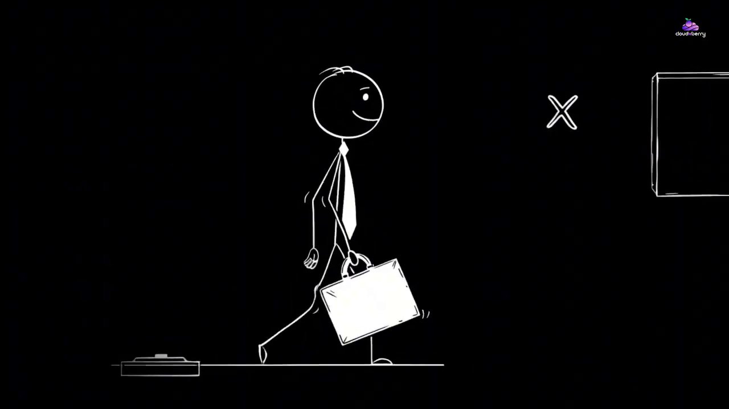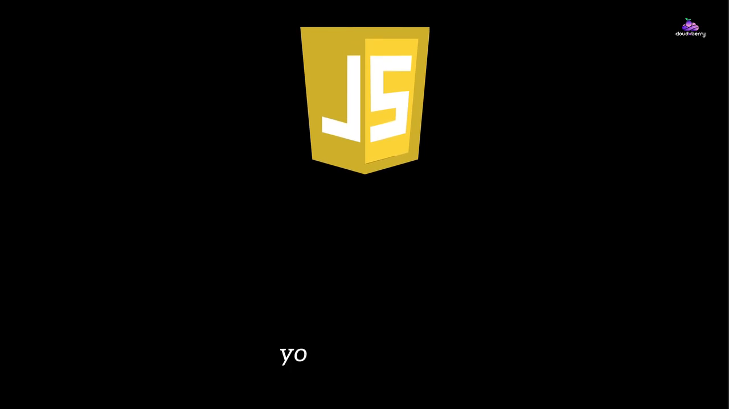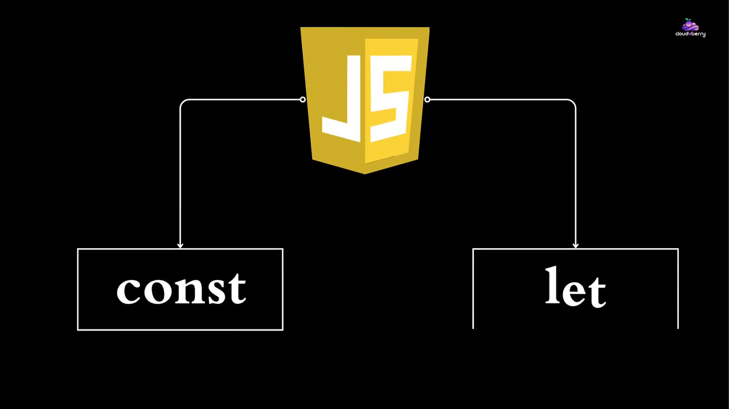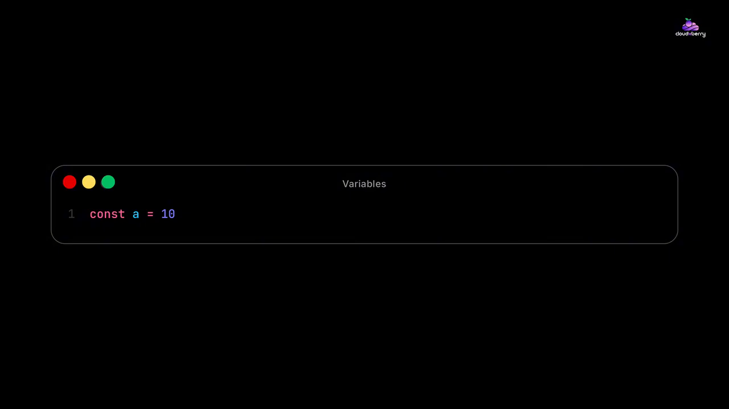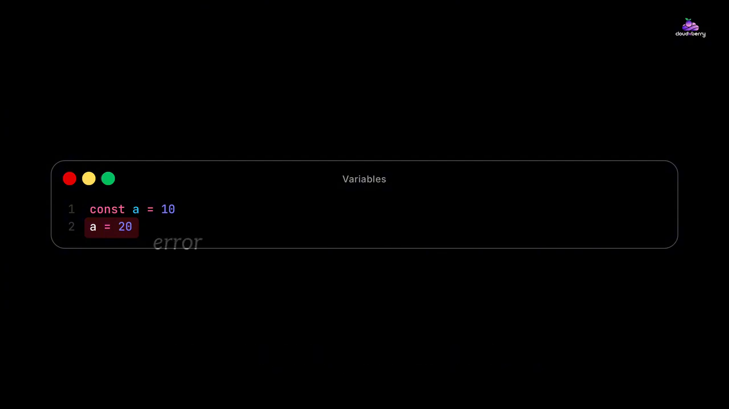Now let's move to number 2, variables. But this time, let's understand how to actually use them properly. In modern JavaScript, you mainly use const and let. If you see this on the screen, here, you are creating a variable a and assigning it the value 10. Because it's declared using const, JavaScript will not allow you to reassign it later. So when you try to change it to 20, it throws an error.